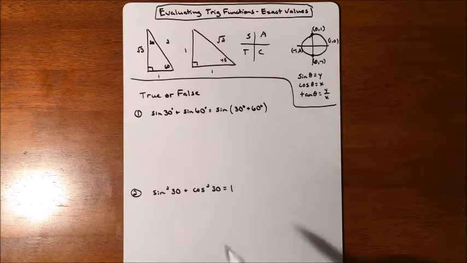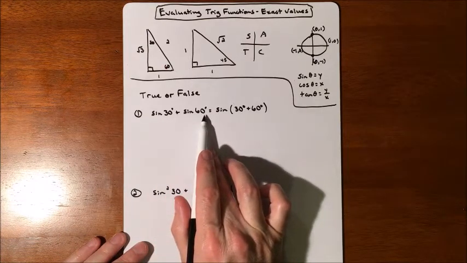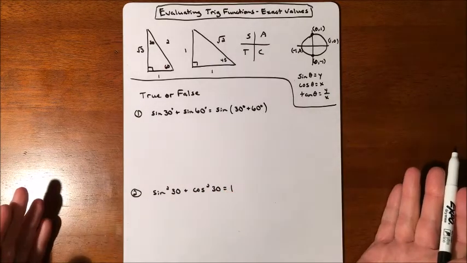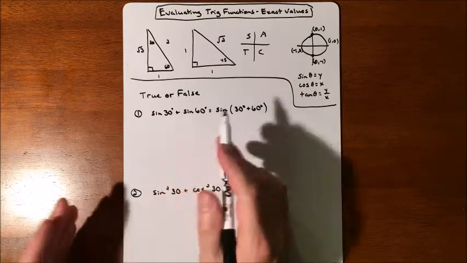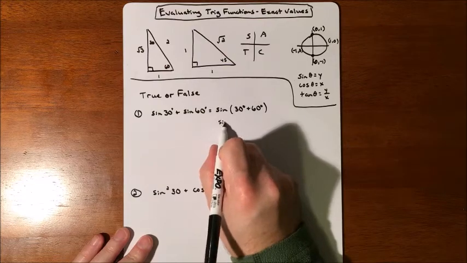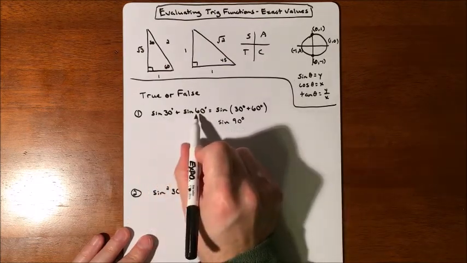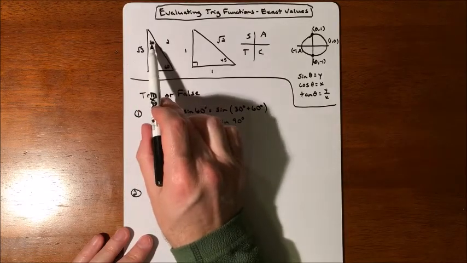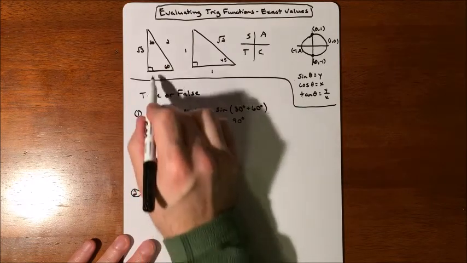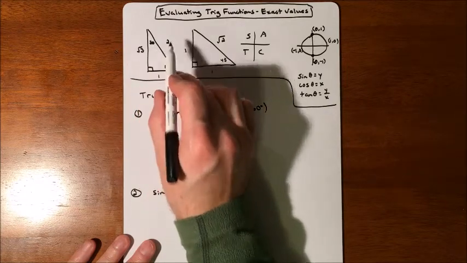So is sine of 30 degrees plus sine of 60 degrees equivalent to sine of 30 degrees plus 60 degrees? So are they the same thing? Like could you add the angles together and it would be equivalent to it? Is there a shortcut? Well, this is really sine of 90 degrees. All right, so sine of 30, sine of 60. Here's our triangles. Sine of 30 is going to be 1 over root 2. Sorry, 1 over 2. Plus sine of 60 is going to be root 3 over 2.